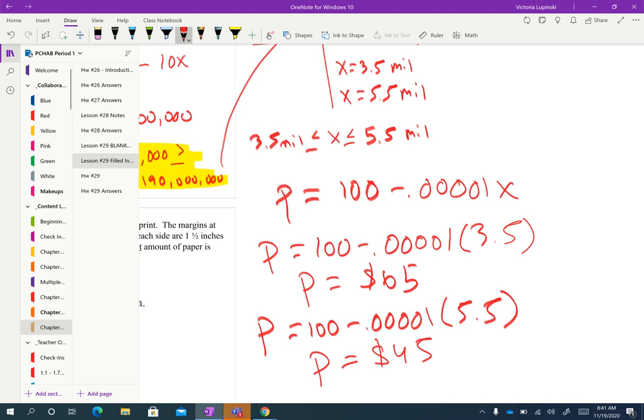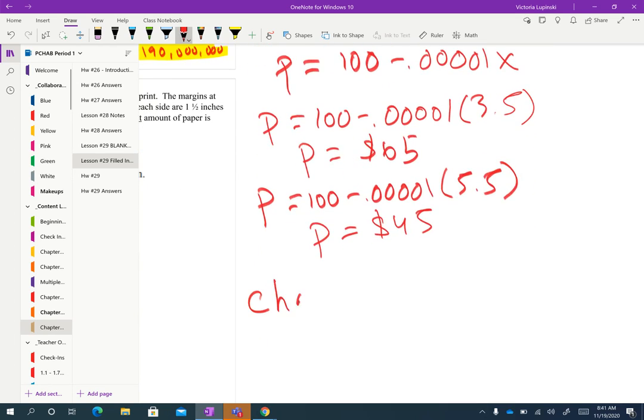So the ultimate answer to this question, for all that work, if the question ultimately said, what price should the company charge per calculator to obtain a profit of at least $190 million, you should charge between, so P for price has to be less than or equal to $65 and greater than or equal to $45.